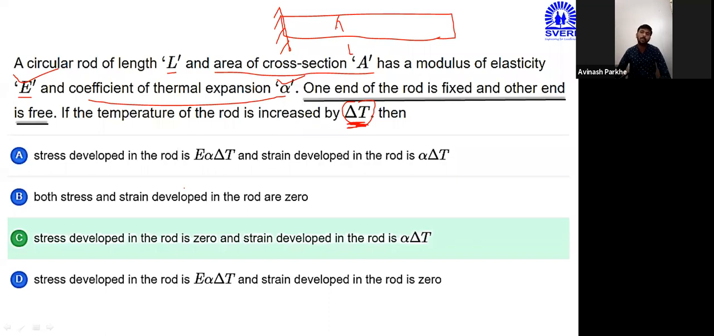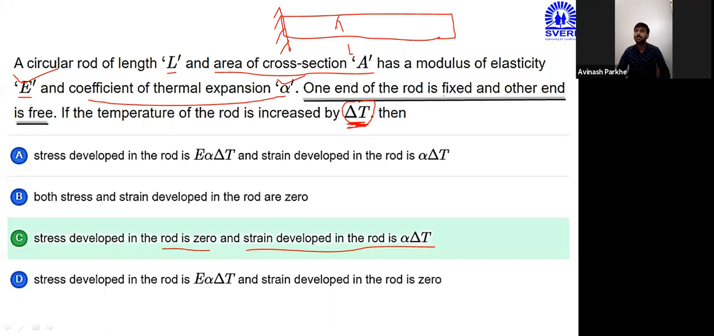If you look at this particular answer, option C, let us see. The stress developed in the rod is 0 and strain developed in the rod is alpha into delta T. Okay. So this answer is 100% correct. But how it is correct, that we now have to understand. So what condition have they mentioned?